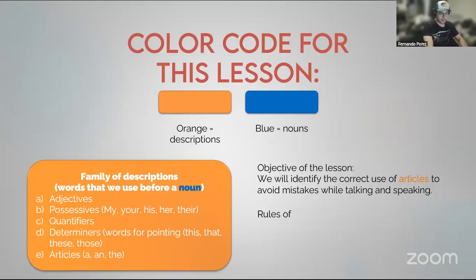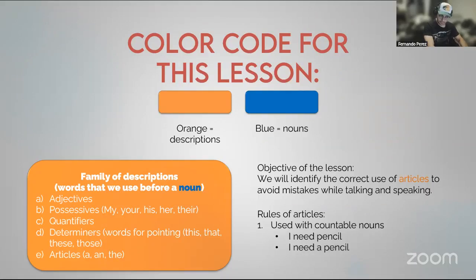Rules of articles used with countable nouns. Example number 1. I need pencil. This is incomplete. It is I need a pencil. I want coffee. This is uncountable. And I want a coffee. This is countable.